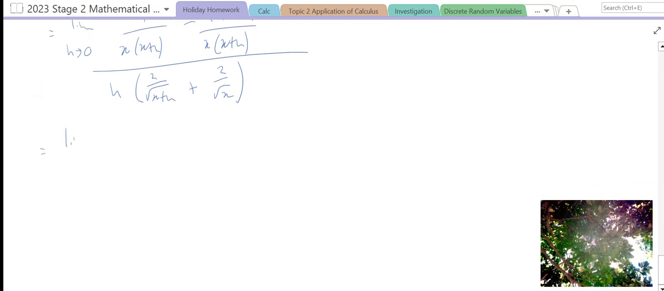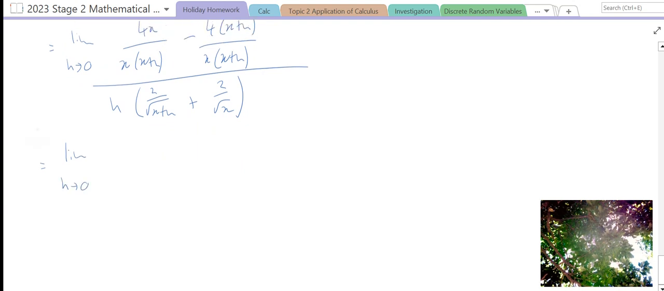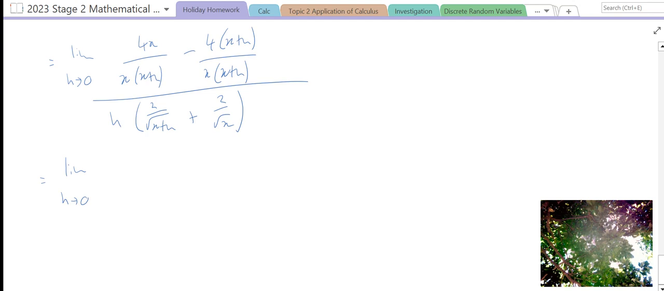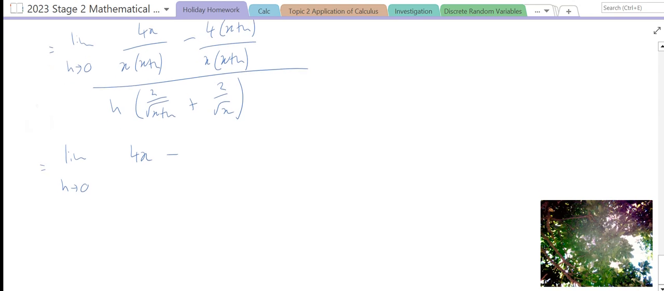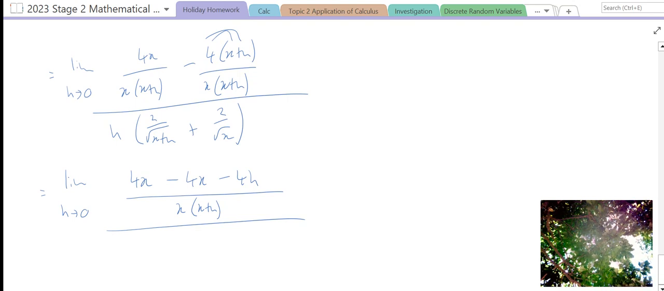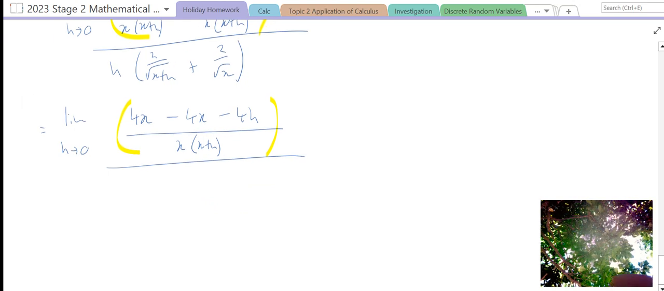Limit as h approaches 0 of, well, 4x minus, and I might expand this one out while we're here. So that's going to be 4x minus 4h over x plus h over, so that's me combining that pair together, is actually that, over h bracket 2 on root x plus h plus 2 on root x.